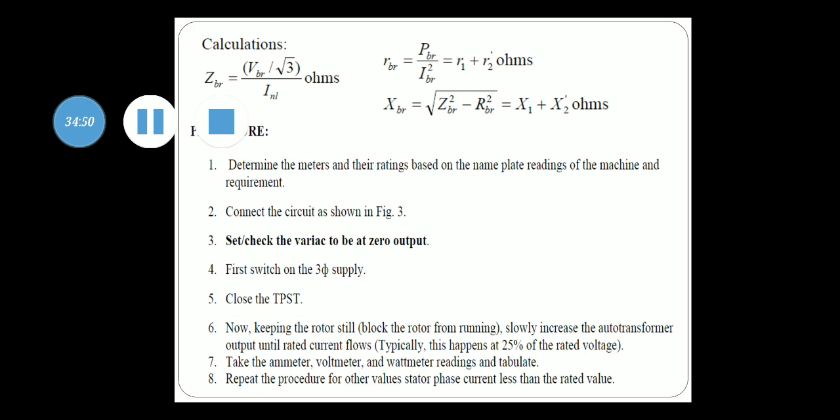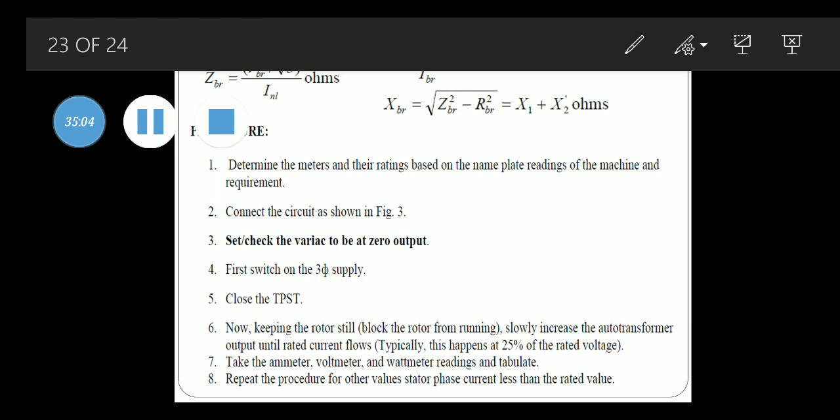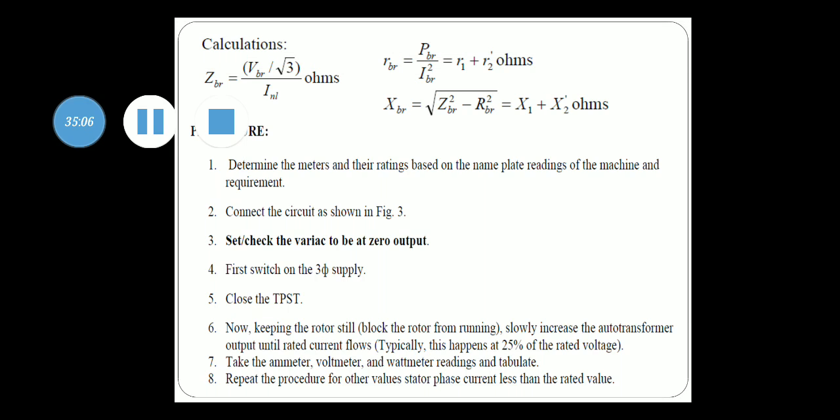Repeat the procedure for other values of stator phase current less than the rated value. So this is how the block rotor test can be performed. That is the procedure for the block rotor test.